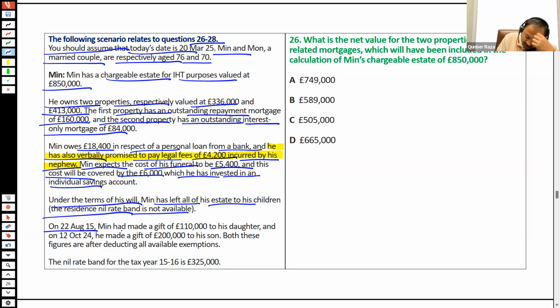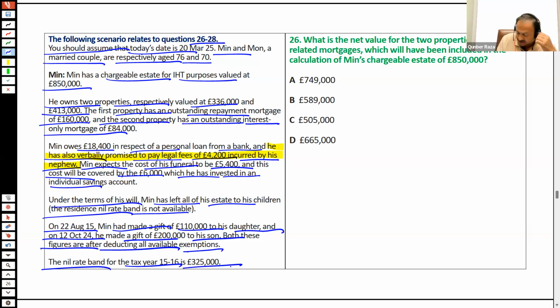On 22nd August 15, Min had made a gift of 110 to his daughter, and on 12th October 24, he made a gift of 200,000 to his son. Both these figures are after deducting available exemptions. The nil rate band for the tax year 15-16 is 325,000. What is the net value of the two properties and related mortgage which have been included in the calculation of Min's chargeable estate of 850?